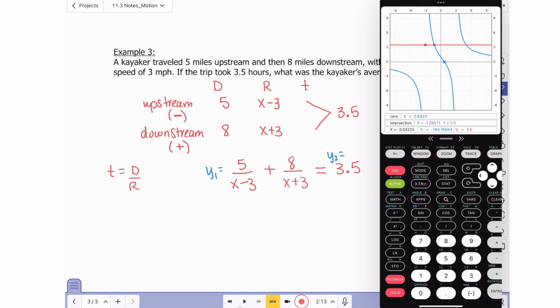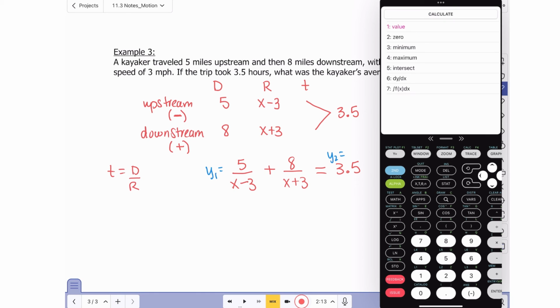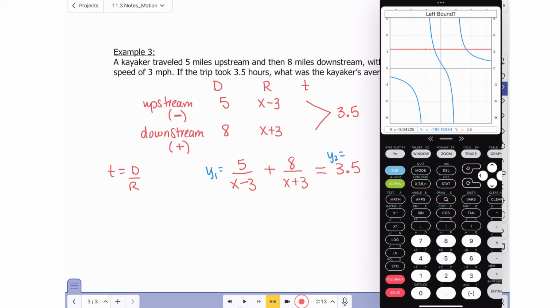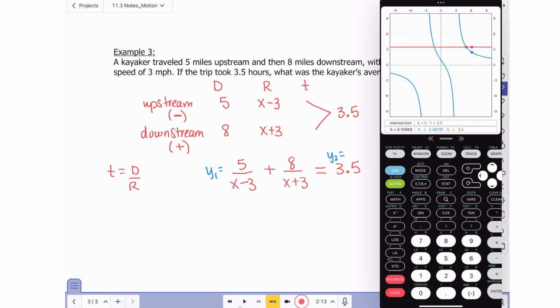So go to second, trace, calculate your intersection again, but this time we're going to get on the left side of the other point of intersection. So we're just going to get as close to it as we can. We're going to hit enter. And then you want to get on the right side of that point of intersection, right there, and hit enter.